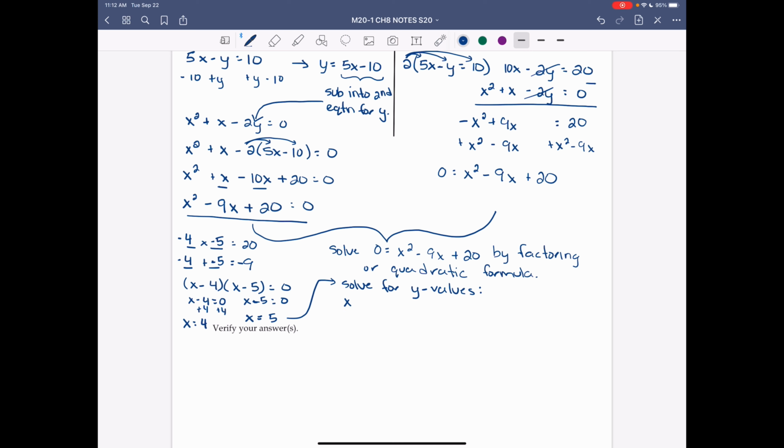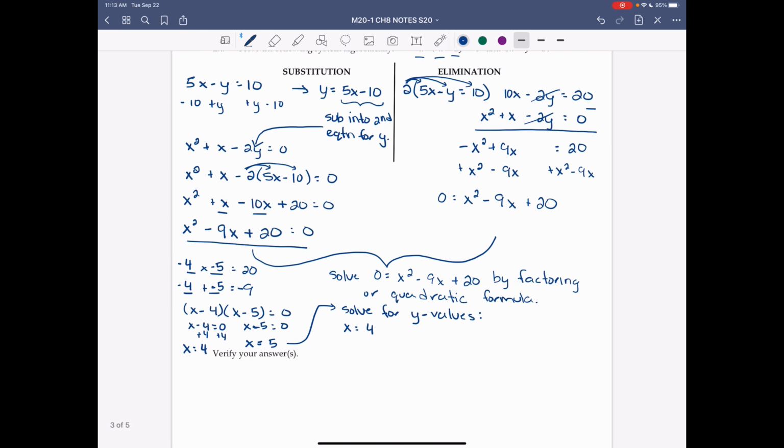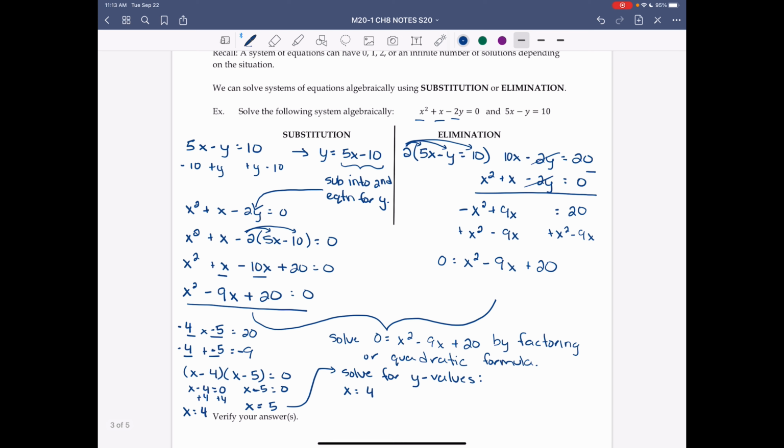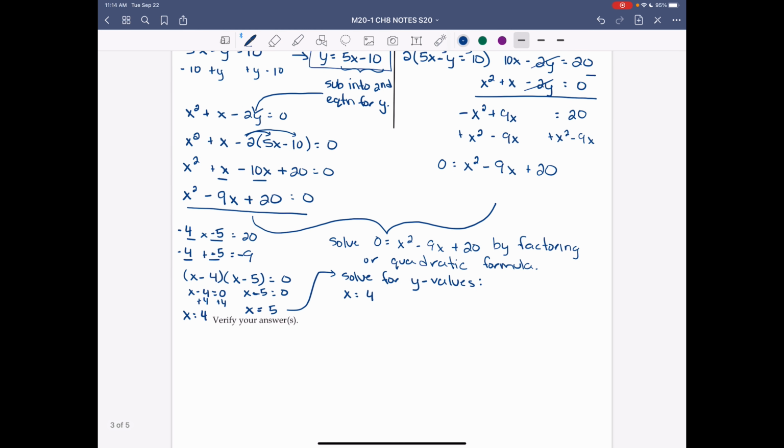Starting with x equals 4, I need to take x equals 4 and substitute it into one of our equations from the question. I'm going to use the linear equation, so it's less work. I rearranged the linear equation when I did substitution: y equals 5x minus 10. So I've already isolated the y, so I'm going to use that. I'm going to start with y equals 5x minus 10 and substitute in the 4. So 5 times 4 minus 10. y equals 20 minus 10. 20 minus 10 is 10. y equals 10.